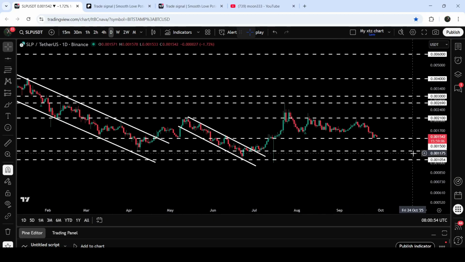Right now, we are testing this support of $0.0015. That was previously acting as a point of rejection here, resistance here, support here, and almost as a resistance here and support here in the month of March 2025 as well.